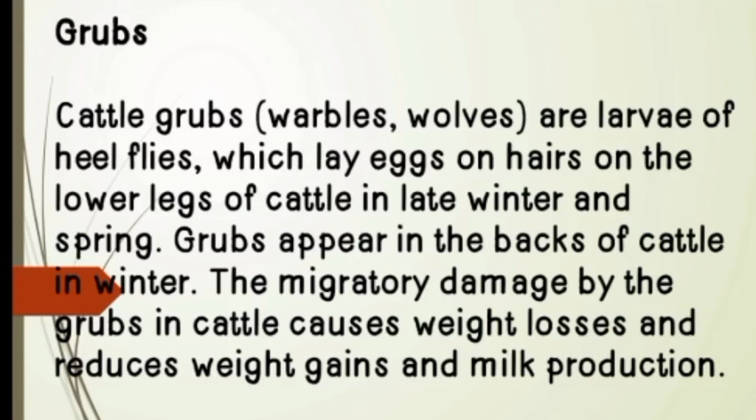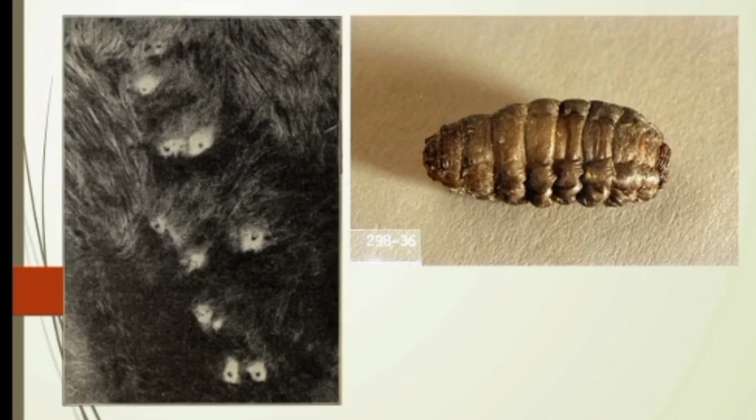Ang mga cattle grubs daw po na ito ay nangingitlog dun sa buhok sa binti ng baka tuwing taglamig or tagsibol. Or maaari din po siyang makita sa likurang bahagi sa likod ng baka tuwing taglamig. At ito po ay nagkukos din ng pagbaba ng timbang ng baka at yung milk production niya. At ito po ang itsura ng cattle grub.